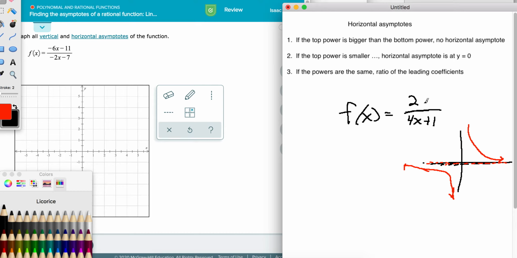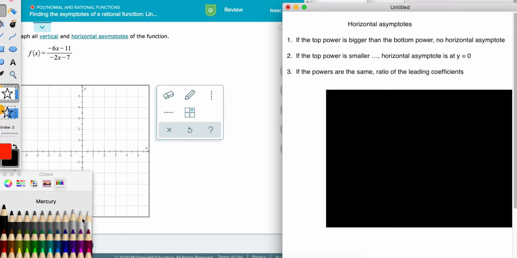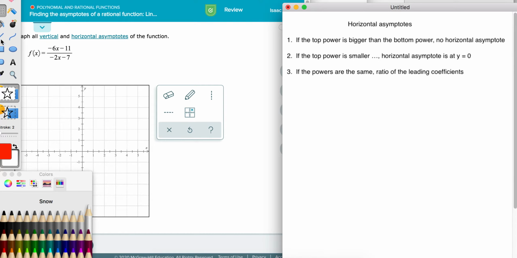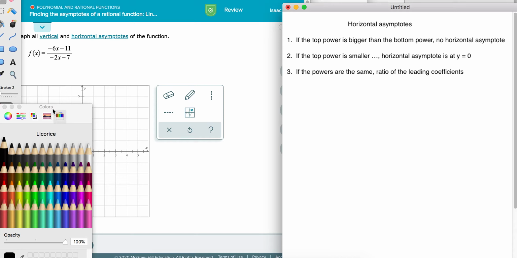That's because the power on the top is 0. It's x to the 0. And the power on the bottom is 1. So we've found out two of the rules. The third rule is the one that applies with this problem.